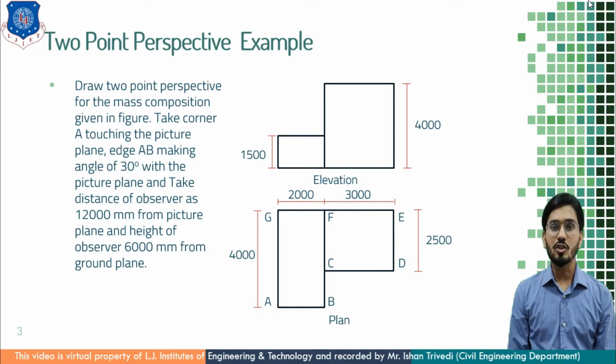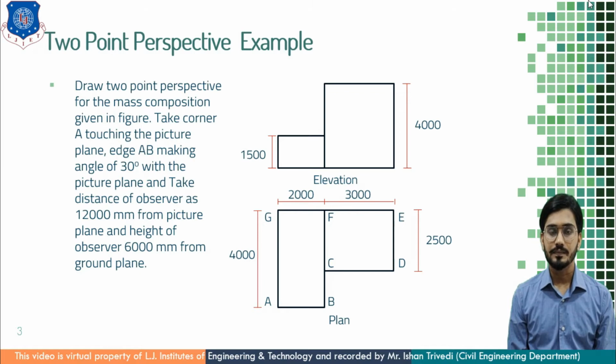Here the distance of the observer, that is SP, is 12 meters away from the object, whereas the height of the observer is taken as 6 meters. Again, as we learned in the previous session, the scale will remain the same, that is 1:100, which means in real terms 1 meter is represented by 1 centimeter.